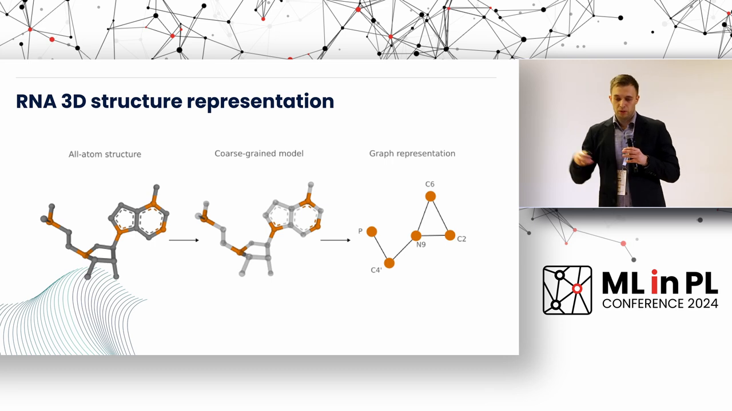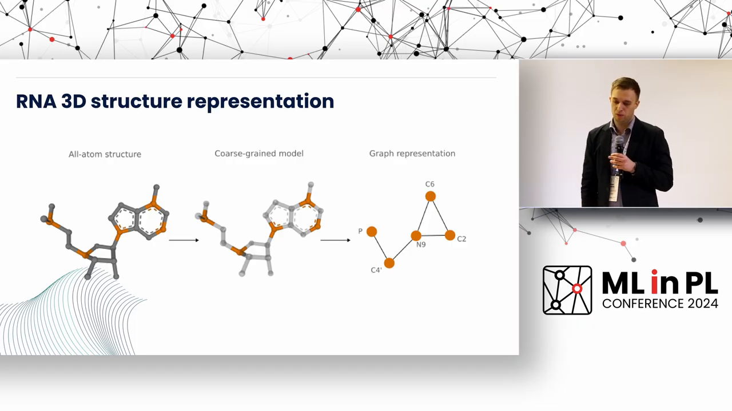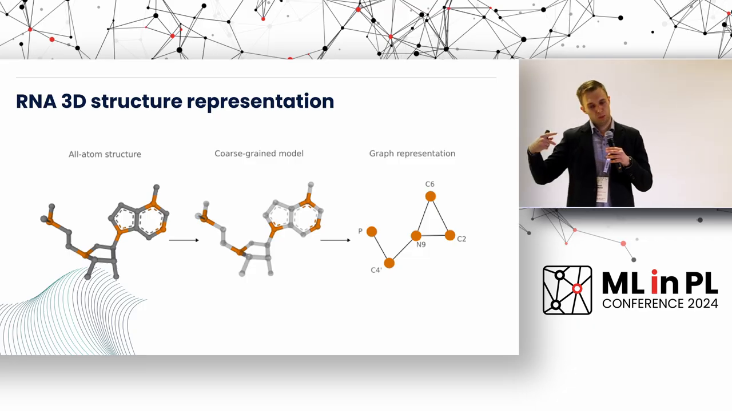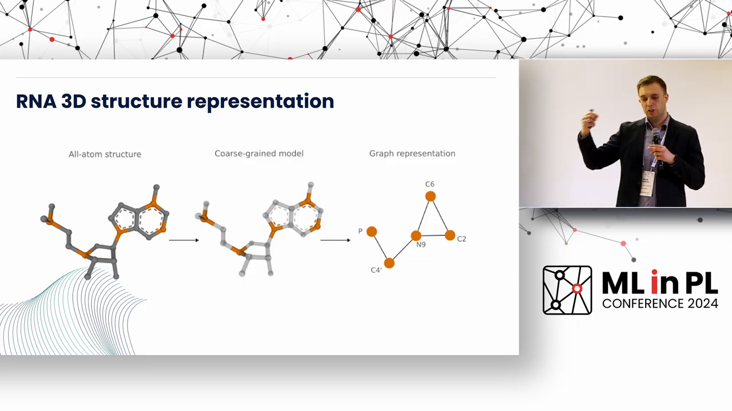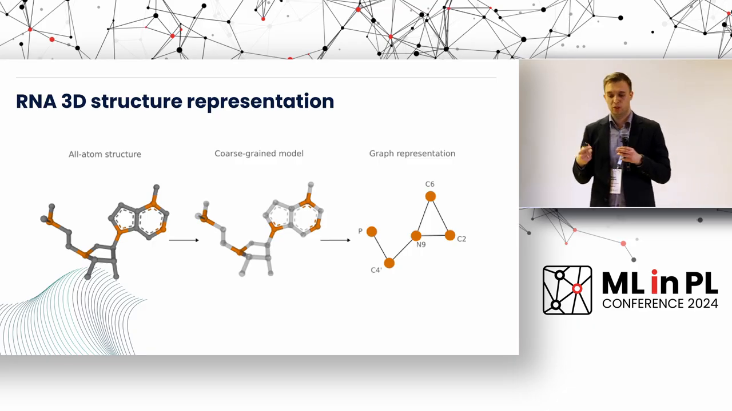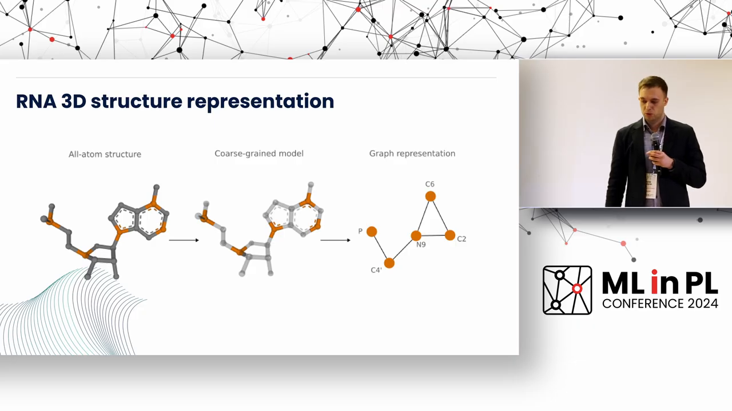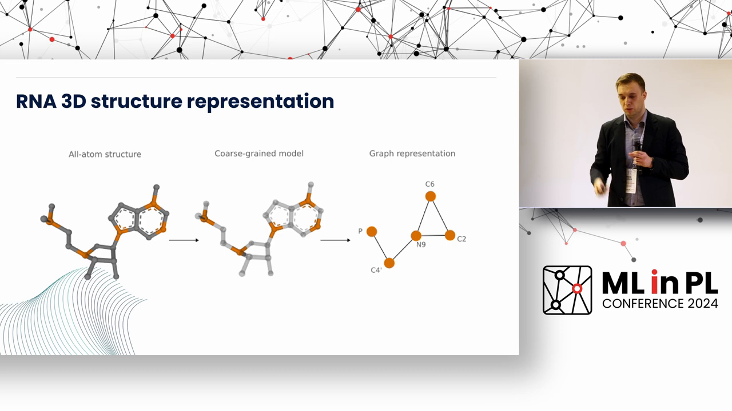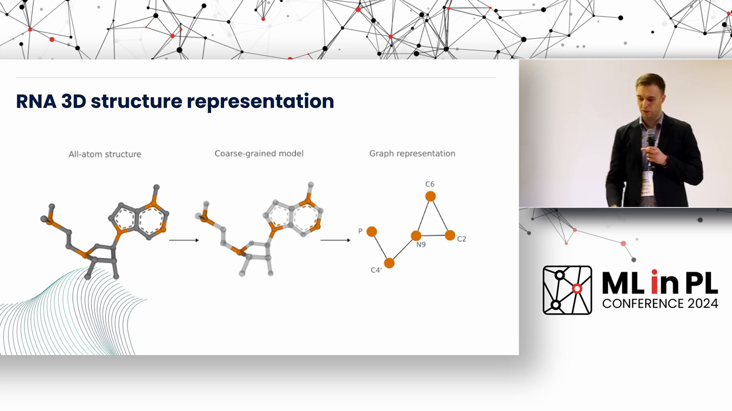Our representation of the nucleotides is coarse-grained, because this is an example of RNA and you can see that there are a lot of atoms to process. When we use a graph neural network where each atom is a single node of a graph, it's memory inefficient and computationally inefficient. So we had to somehow simplify the problem. That's why we use only 5 atoms in our representation. This is called coarse-grained representation, and we use only 5 atoms in our graph.